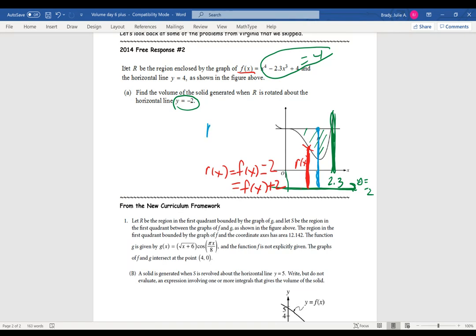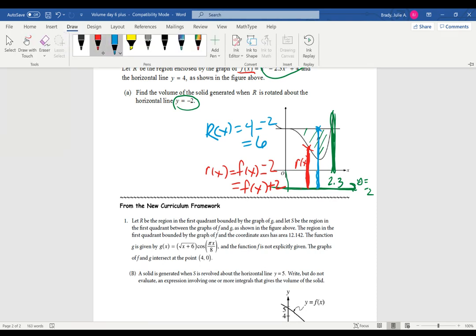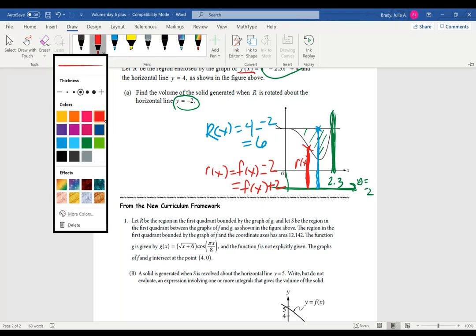So big R, who's on the top? It's the horizontal line 4. And who's on the bottom? The horizontal line -2. So we subtract, and that length is always going to be 6. Okay, so now let's set up our integral.